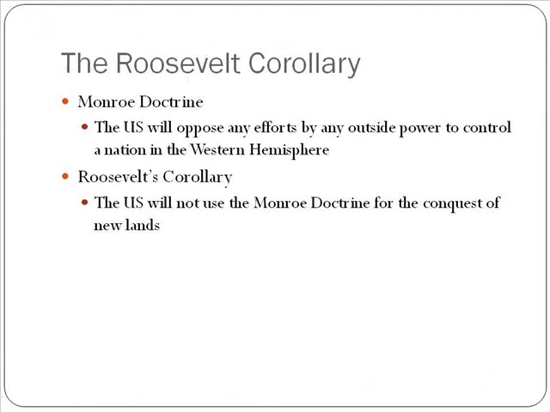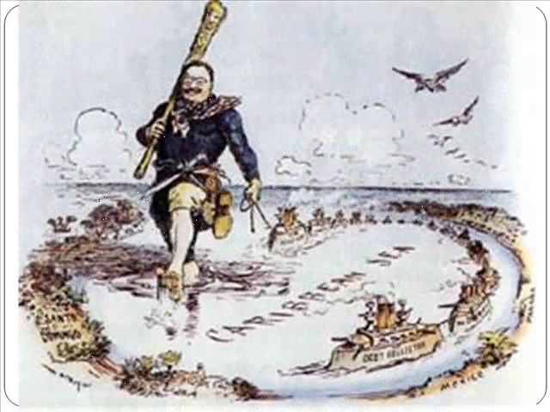Roosevelt is also responsible for the Roosevelt corollary to the Monroe Doctrine. So the Monroe Doctrine, which was done over 100 years before this, said that the U.S. will oppose any efforts by any outside power to control any nation in the Western Hemisphere. So it keeps new imperialism from happening in the Americas, both North and South. They weren't going to deal with any that were already here, but they would get involved with outside powers.